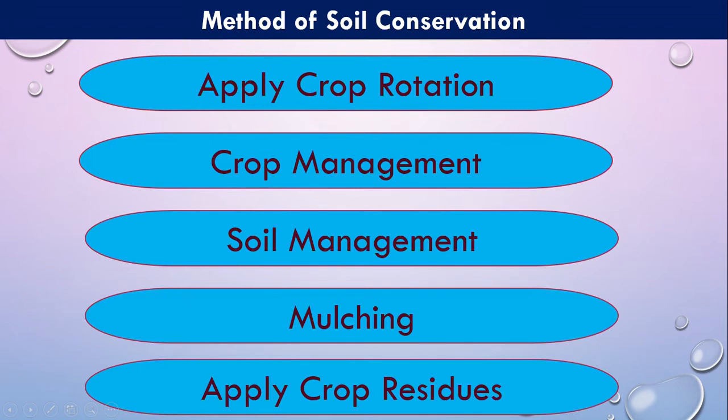Next one is applying crop residues. Crop residues means different types of crop debris or rotten crop debris, like leaf and vegetable residues. If we apply this on the soil, the crop residues decompose on the soil and mix with the soil. That will conserve the soil easily.